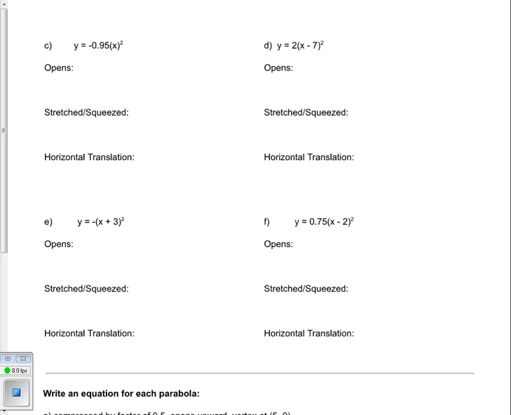Let's take a look here at example C. Again, we have to identify the a, h, and k values. The a value is negative 0.95. The h value is 0, as there's nothing inside the bracket next to the x. Because the a value is negative, it opens down. The value of a is between 0 and 1, it's 0.95, so that means that it's squeezed or compressed. It has no horizontal translation, so nil. It's not changed at all.